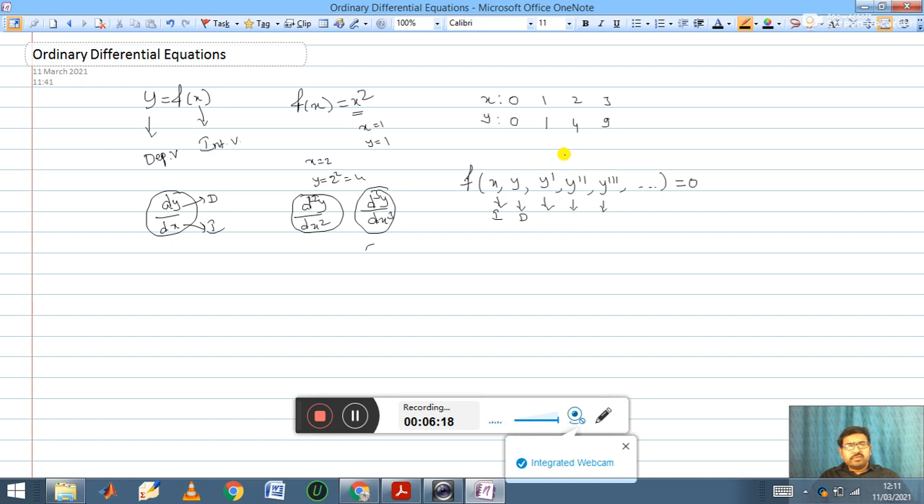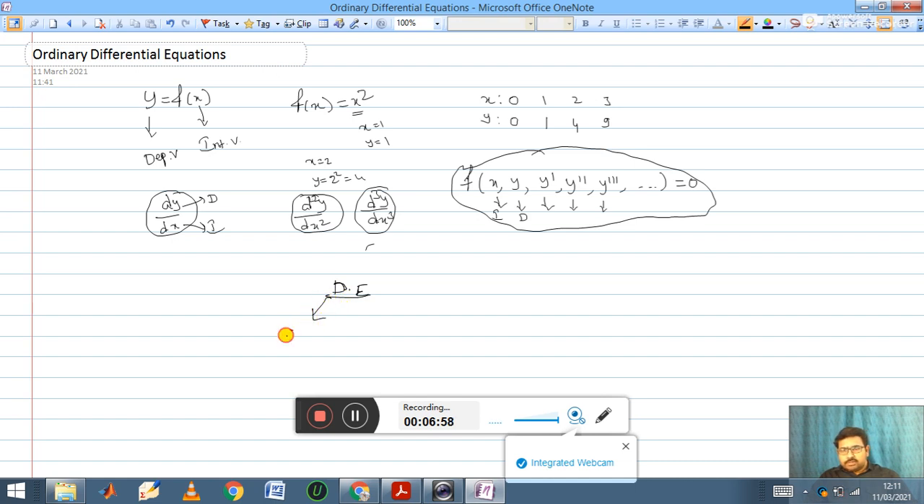The definition of a differential equation is: the relation between the independent variable, the dependent variable and its derivatives is known as a differential equation. Differential equations are divided into two parts.